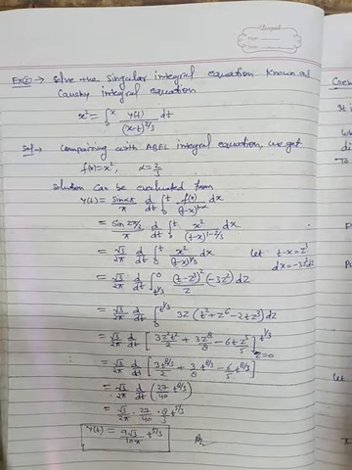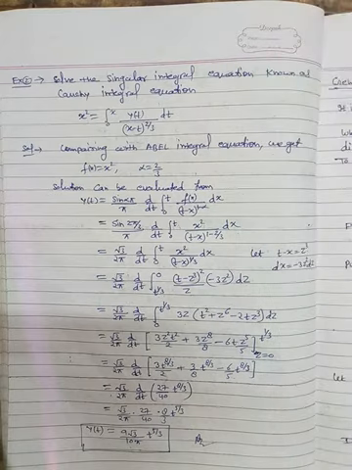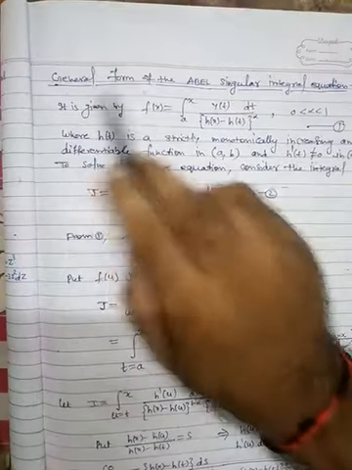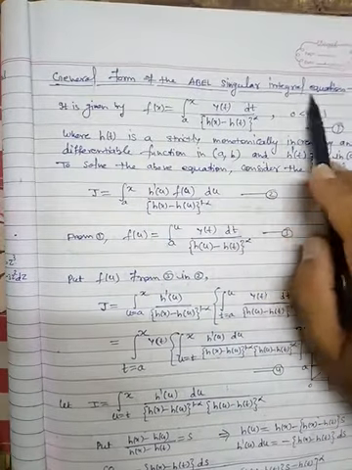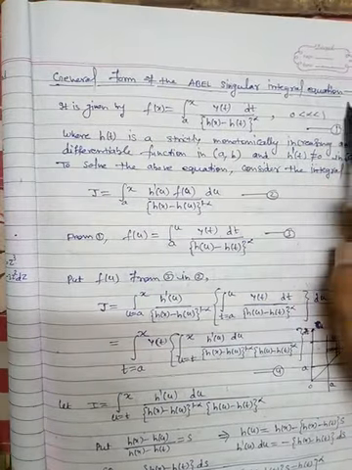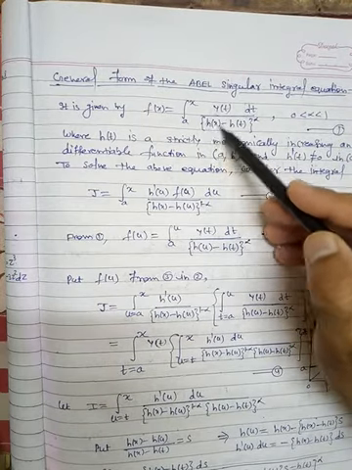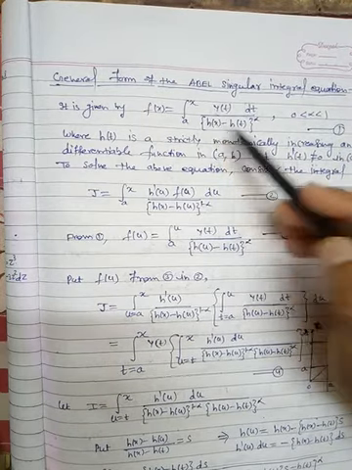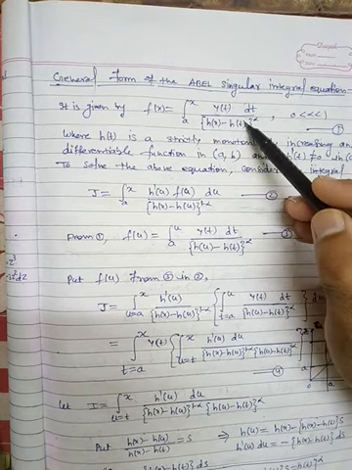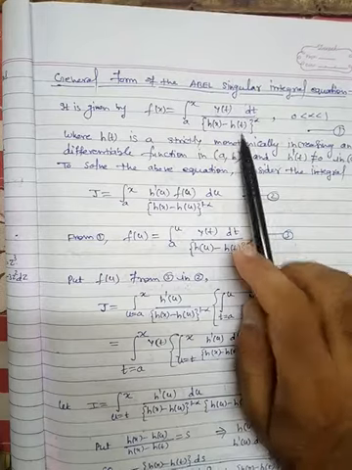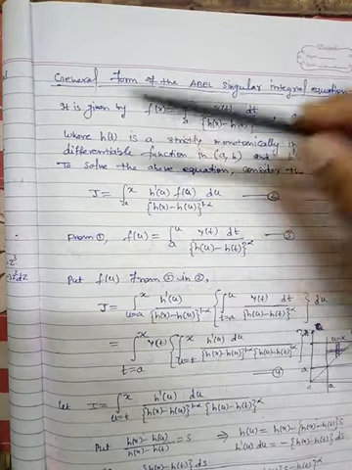Now in the next video I am going to discuss the solution of the general form of the Abel singular integral equation. This is a general form because here we are not taking x; in place of x we are having h(x), and in place of t we are having h(t). So this is the general form of the Abel integral equation. We will solve this integral equation in the next video.